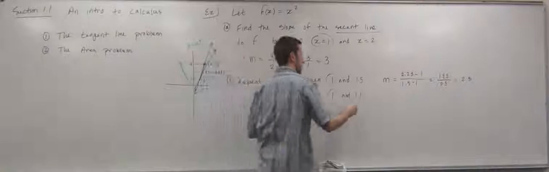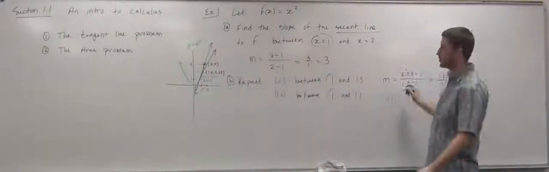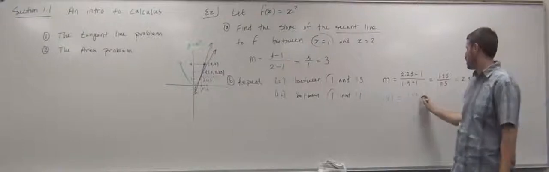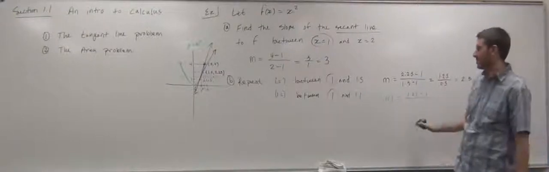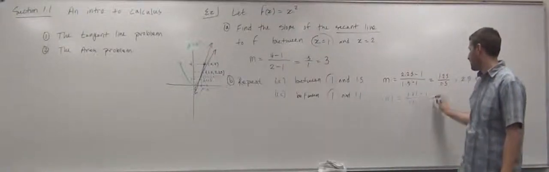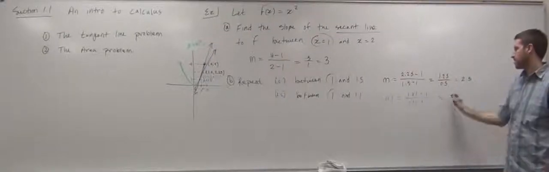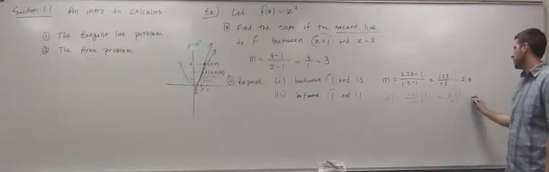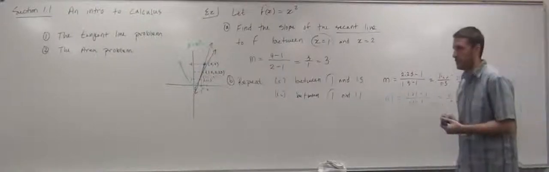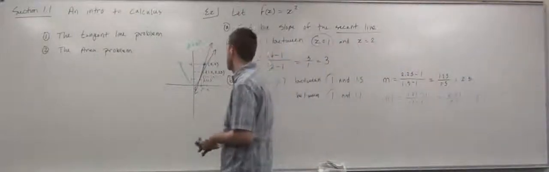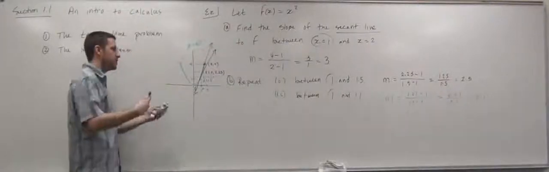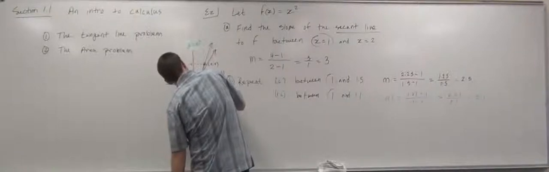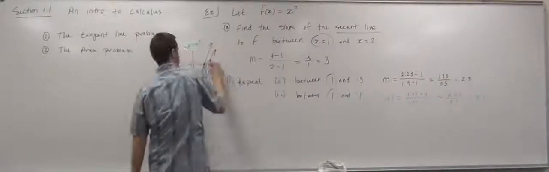So what's my slope here? Well, you just do the slope formula. 1.21 minus 1 over 1.1 minus 1. So 0.21 over 0.1, which is 2.1. So even smaller, which makes sense. If you graph this line here, you'll get a less steep slope.